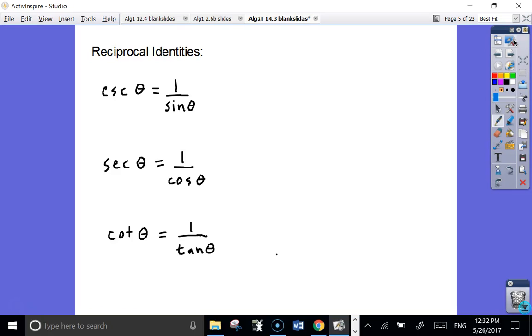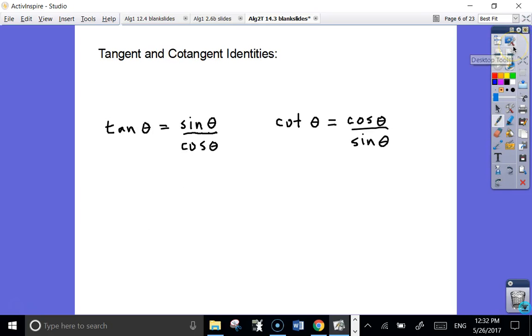The next are the tangent and cotangent identities. When we were dealing with the unit circle, we said that the sine is the y coordinate, the cosine is the x coordinate, and the tangent is y divided by x. So in a sense, we've really done this one too. Tangent is sine divided by cosine, and the cotangent is the flip of that: cosine over sine.